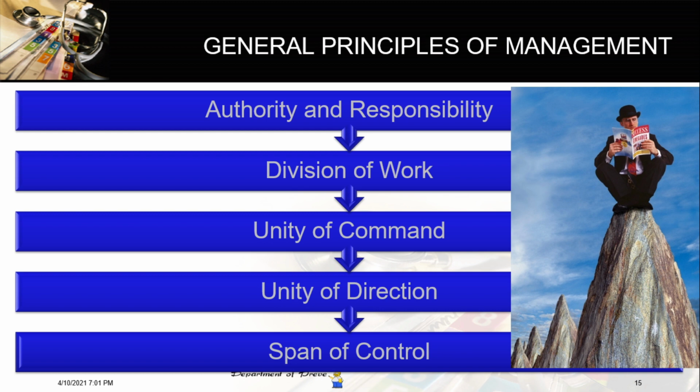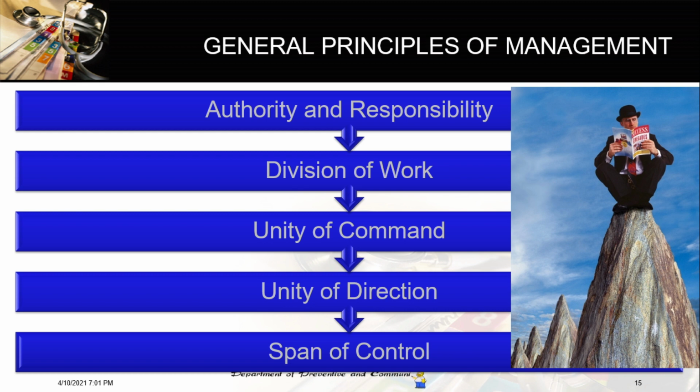Division of work. Dividing the full work of the organization among individuals and creating departments is called division of work. Division of work leads to specialization, and specialization helps to increase efficiency, which results in improvements in the productivity and profitability of the organization.